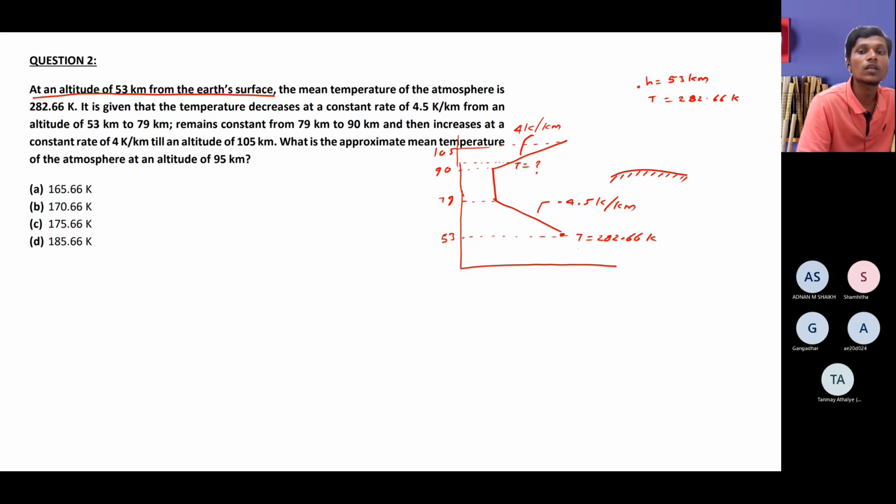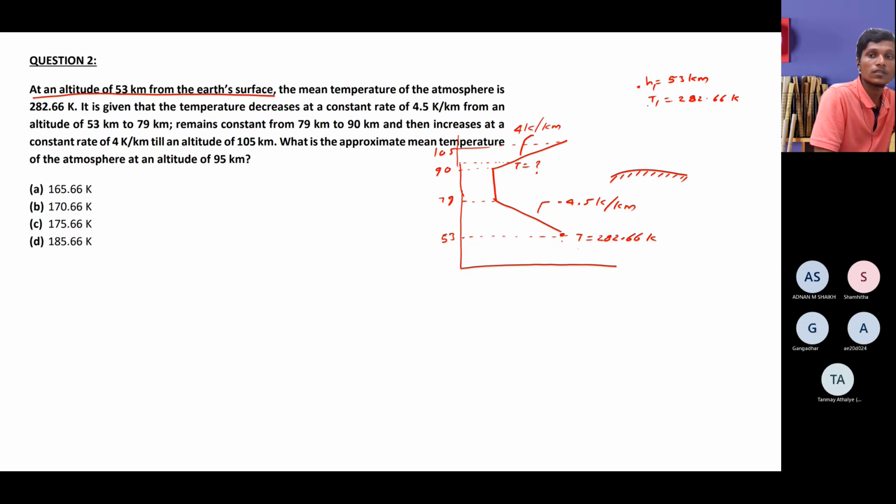Just the question is lengthier, but you can see that given temperature at 53 and one more increase as a decreasing lapse rate on the constant isothermal and increasing lapse rate. Let's see how to solve this. So let's say this is the known temperature, right?